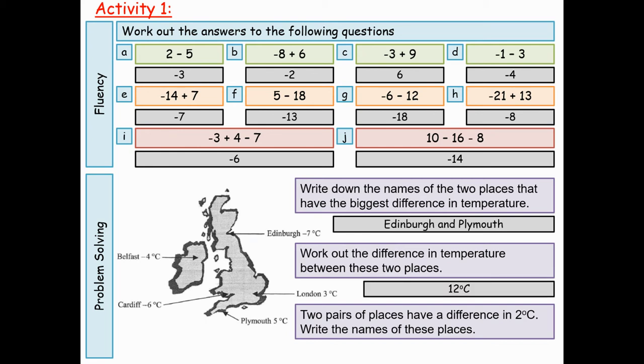So work out the difference in temperature between these two places. So what you're meant to do is you're going to do 5 minus minus 12, okay? When you got 5 minus minus 12, using your number range, that will give you 12, okay? So you're at minus 5, or you're at minus 7, and then you're going to subtract 5 from it, okay? Two pairs of places have a difference in 2 degrees. Write down the names of these places, okay? Which one's that? London and Plymouth, Belfast and Cardiff, okay?